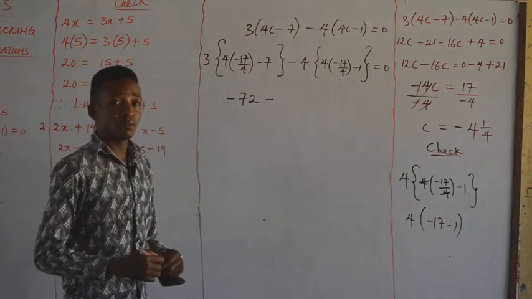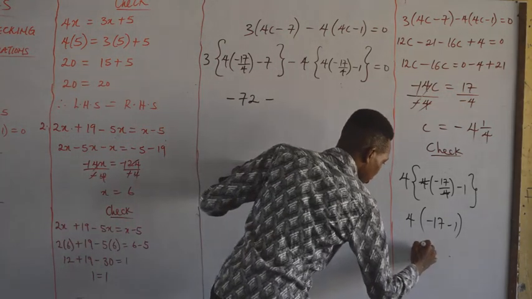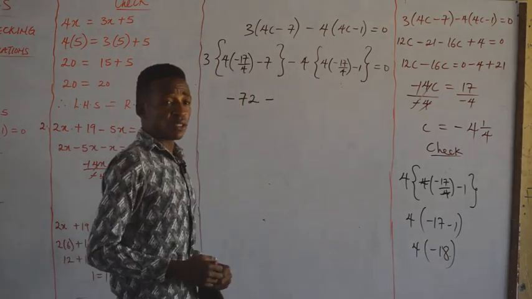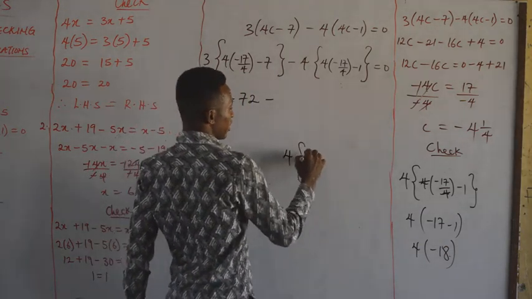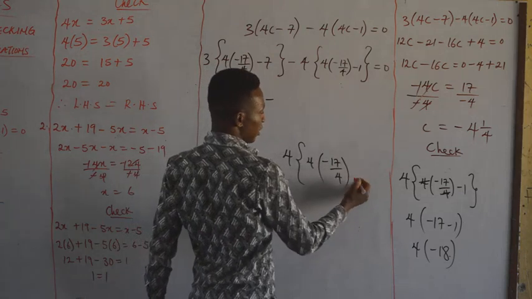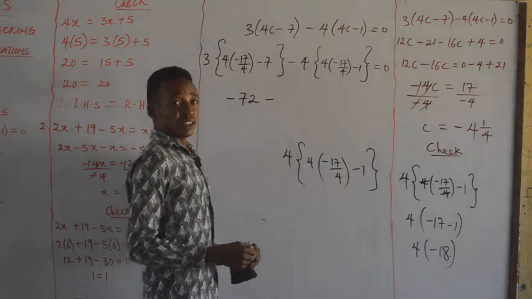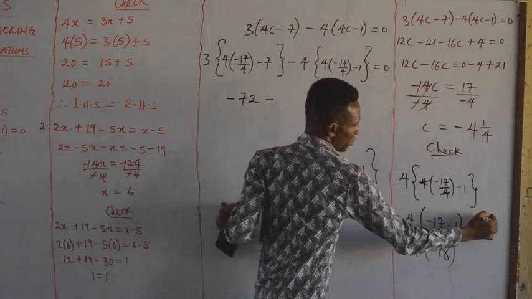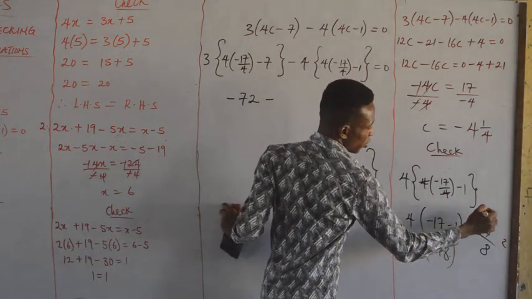That's minus 17 minus 1. So this one gives us 4 into bracket minus 18. Now, if you don't want to use the method I used initially, you have 4 into big bracket, 4 into bracket minus 17 all over 4. Then here minus 1. If you open the bracket, you can just say 4 into bracket 17 times 4. 17 times 4, 4 times 7, 28. So you have your 2, that's 68.